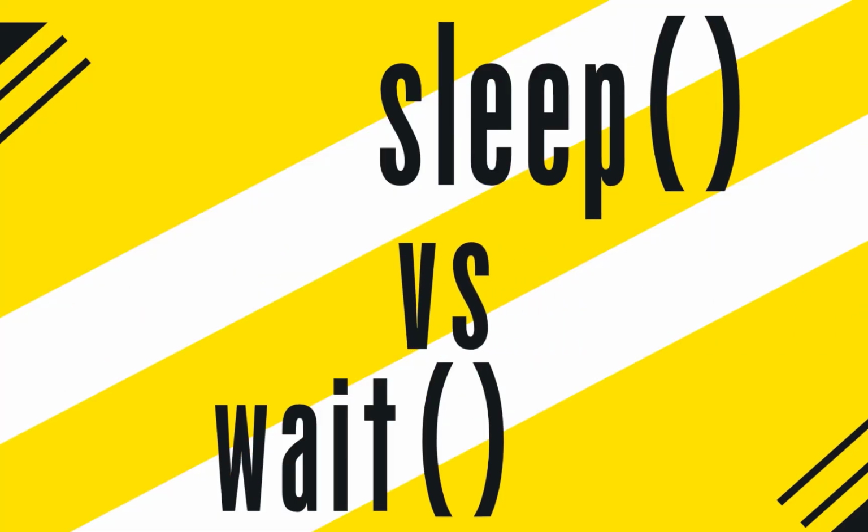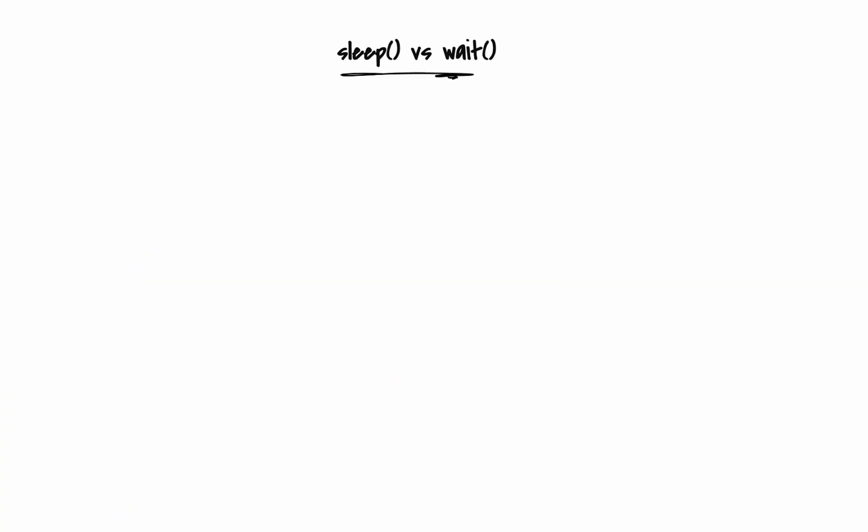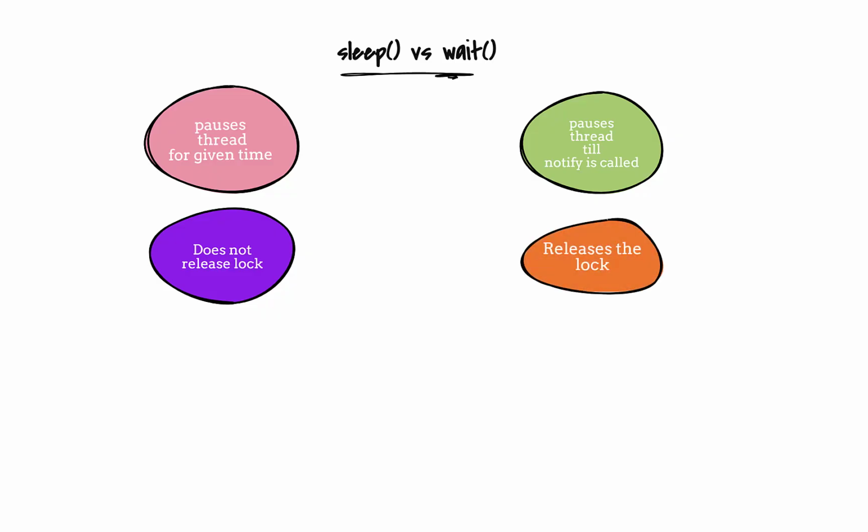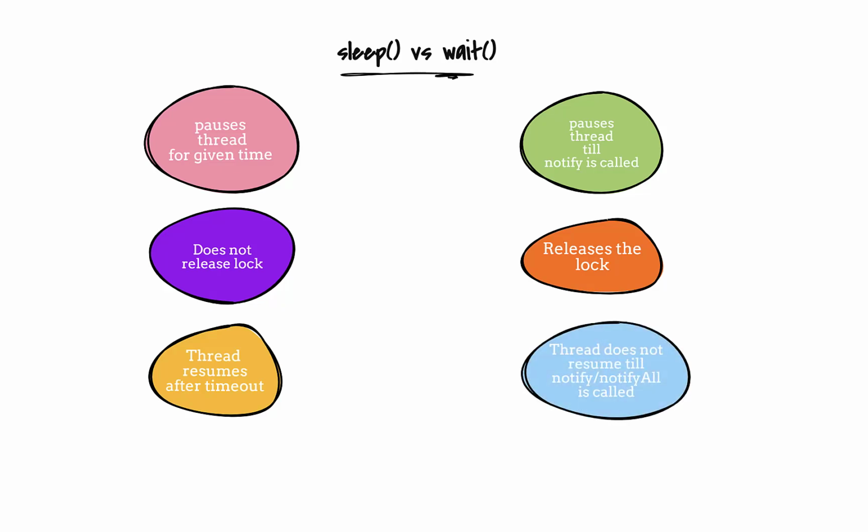This is a very common question where many developers get confused. Sleep causes the thread to pause for a specified time. Wait makes a thread wait indefinitely until another thread calls notify or notifyAll. Sleep does not release the lock if inside a synchronized block. Wait releases the lock so other threads can access the object. With sleep, the thread continues execution after the time expires. With wait, the thread will not resume until notify or notifyAll is called on the same shared object.